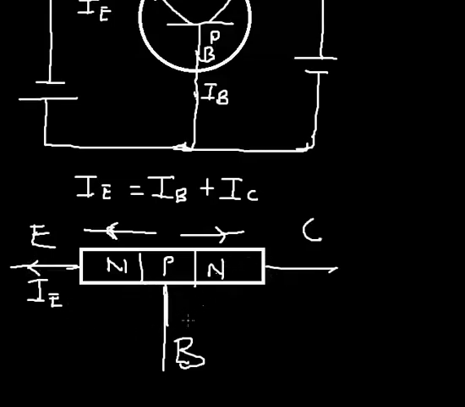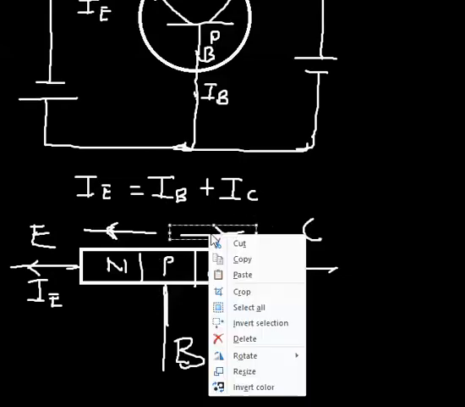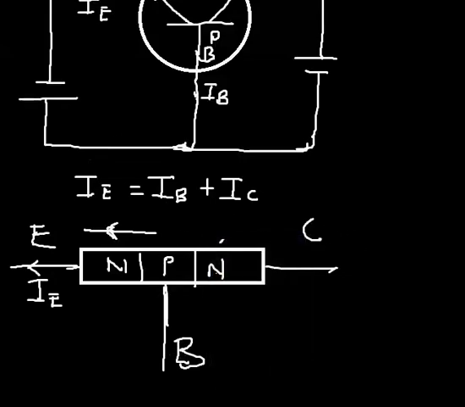Then you discover that this is actually a node. Okay. This is a node. Please pardon me, I made a mistake. Collector base is always reverse bias. So the current will be flowing in. Base also flows in, and the collector current IC flows into this junction. The base current also flows into the junction, right? But the emitter current actually flows out of the junction.